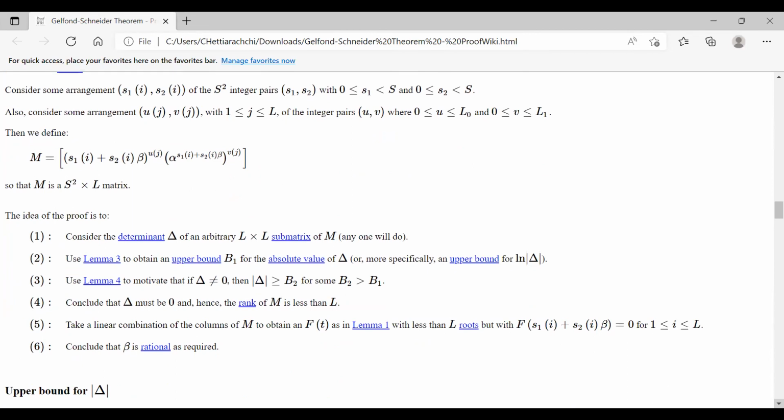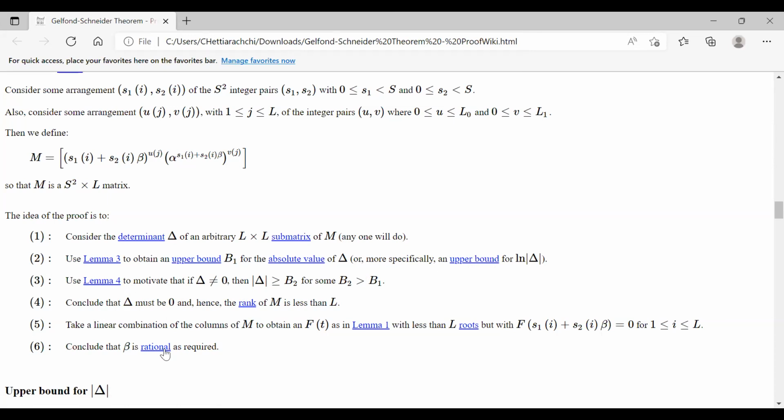Now, this is how we're going to do that. We take any determinant delta of an arbitrary L by L submatrix of M. Anyone will do. Then we use lemma 3 to obtain an upper bound B1 for the absolute value of delta, or we can say an upper bound for ln delta, because if we have the absolute bound for delta, then we can take natural log on both sides. Then we can use lemma 4 to show that if delta is non-zero, then the absolute value of delta will be greater than B2, for some B2 greater than B1.